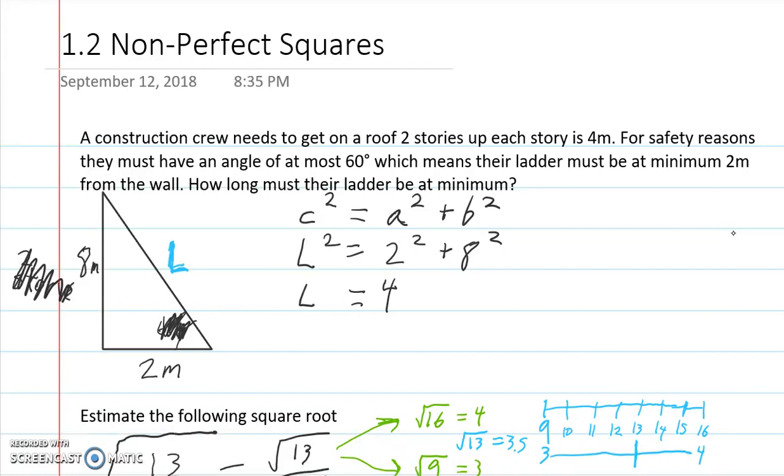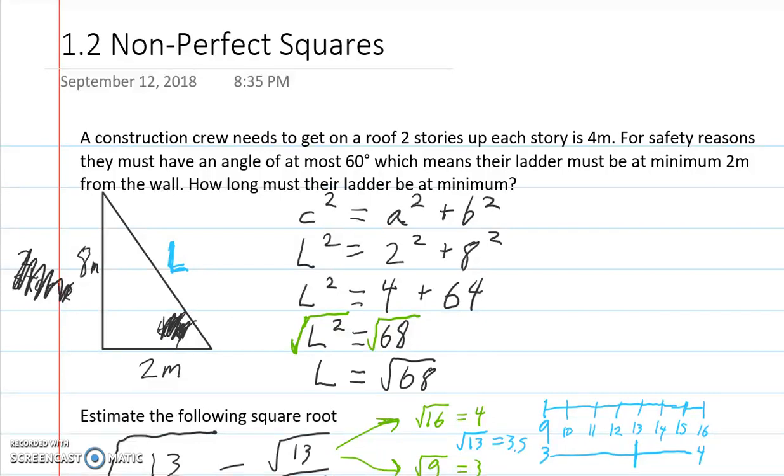So let's continue on. 2 squared is 4, plus 8 squared is 64. Add those together to get 68. Now here comes the non-perfect square part, because to do this question, we need to get L by itself. So we need to square root on this side and square root on this side. When you square root a square, it equals just the number, or in this case, the variable. So L equals the square root of 68.